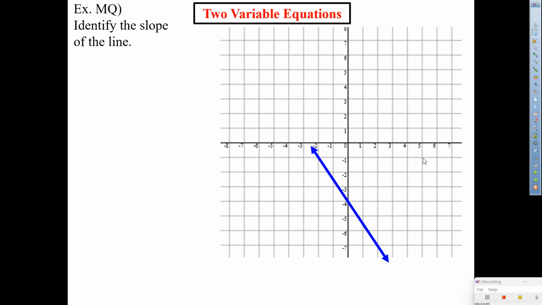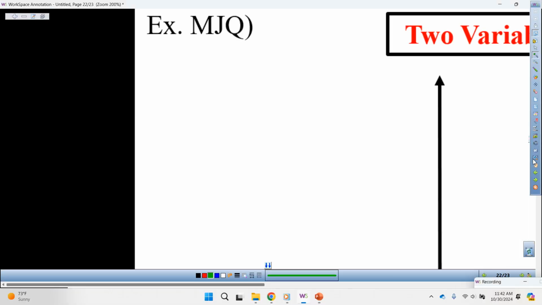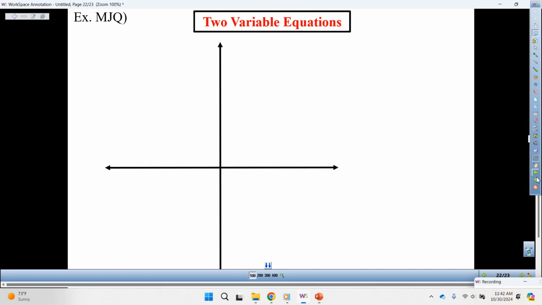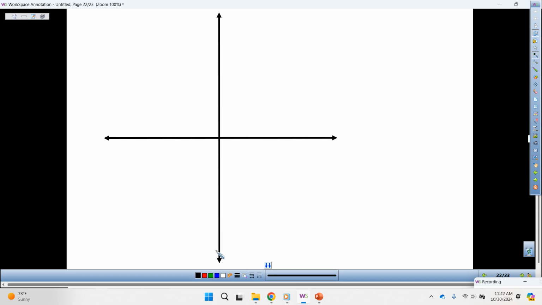Go to your notes again. I want you to write this one on your paper. Make a new graph without any numbers. Hurry up. And label this an example MJQ. All right, and we're going to start with 2 points. Here we go. Let's do 1 point here. And 1 point up here.